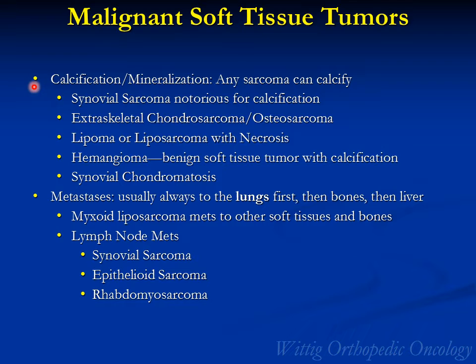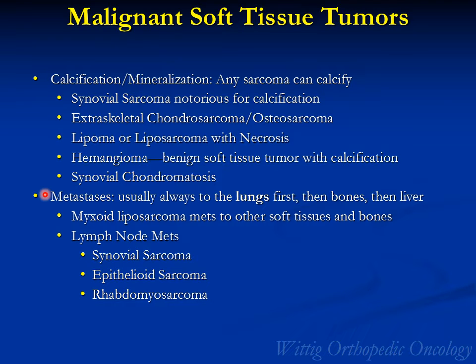In terms of calcification and mineralization, really any sarcoma can calcify, but some tumors are more well known for having calcifications deposited in them. Synovial sarcoma is notorious for calcification. Extraskeletal chondrosarcoma and osteosarcoma may demonstrate mineralization. Lipomas or liposarcomas that have undergone necrosis can have calcium deposited in them. Hemangiomas, usually a benign soft tissue tumor, may have phleboliths within them, which is a form of calcification. And synovial chondromatosis.